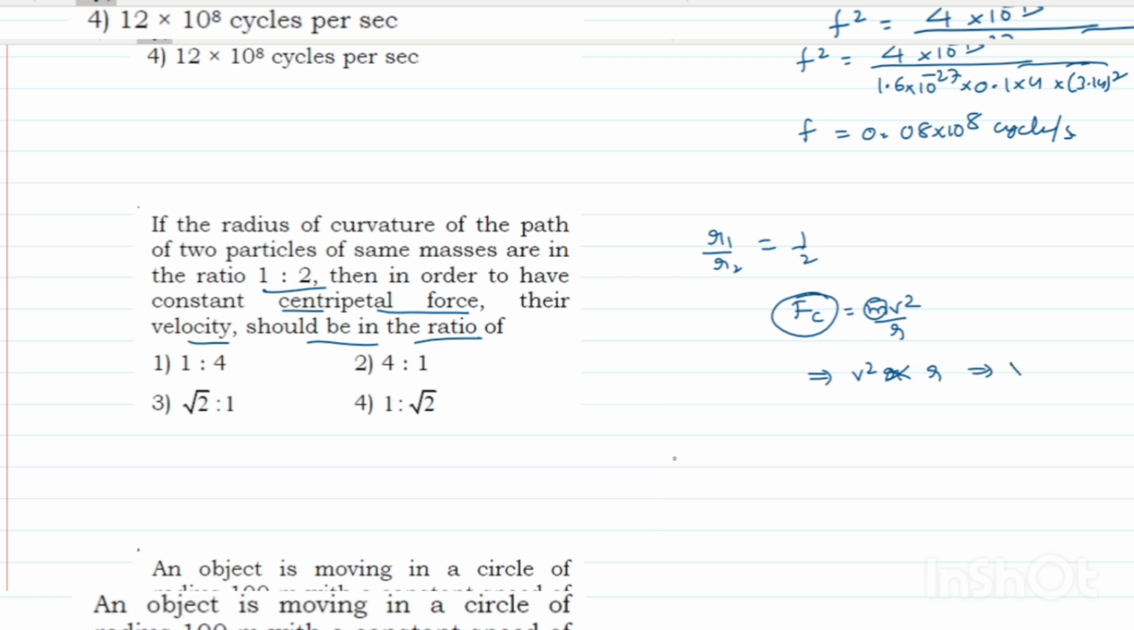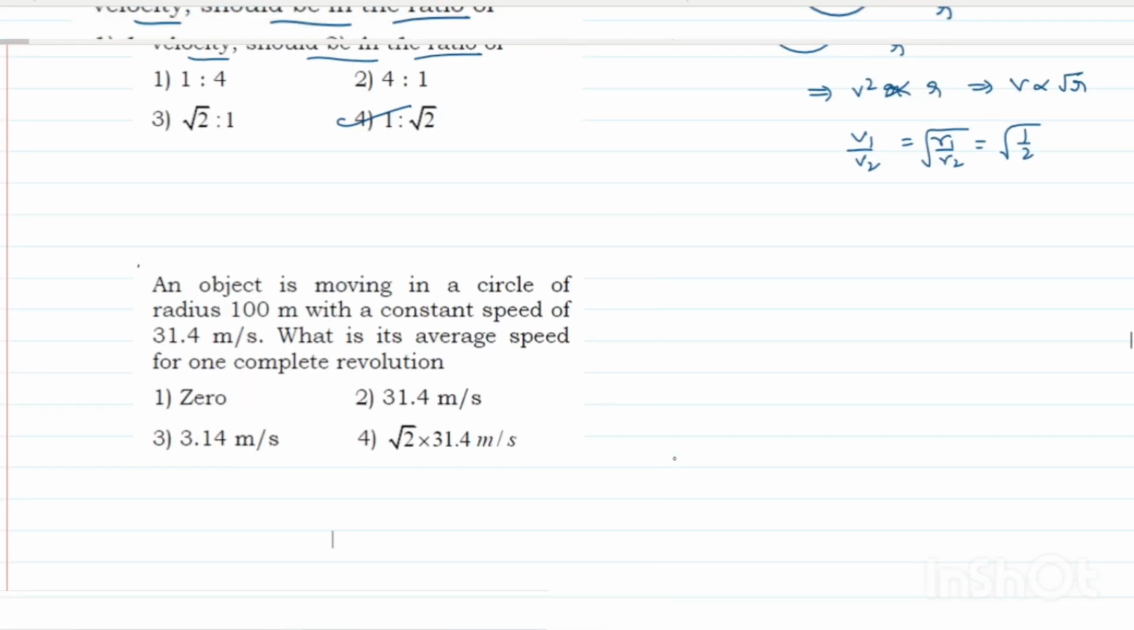Their velocity ratio: V is directly proportional to root R. That means V1 by V2 will be equal to root of R1 by R2. Here the R1 by R2 ratio is given as 1:2, so the velocity ratio is 1:root 2. So 1:root 2 is the correct answer. Let us see the next question.